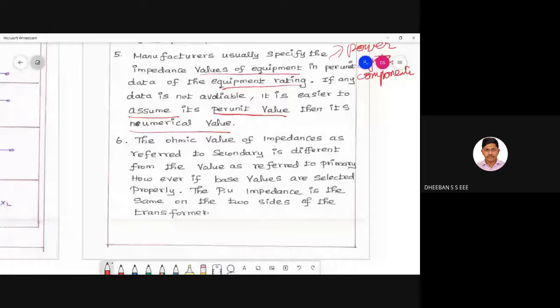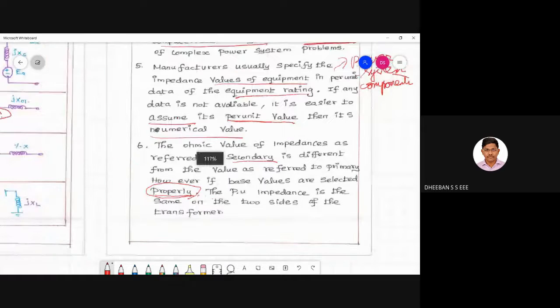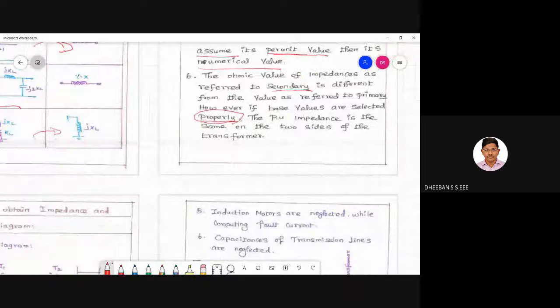So the ohmic value of the impedance as referred to the secondary is different from the value as referred to the primary. But the base values are selected properly. So here this is the main thing: if you are selecting the base value, you can omit the ohmic values while representing them in your reactance diagram. This part will be somewhat confusing to you, so I'm not going deep into it, but while solving the problems, I will surely tell you about this sixth part.